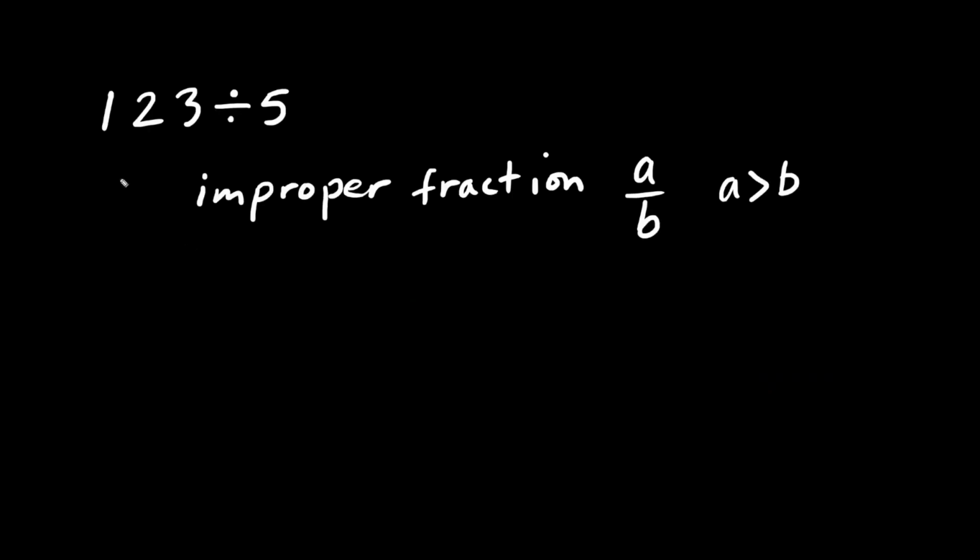Let's now express 123 divided by 5 as an improper fraction, where you have some numerator over denominator, where the numerator is greater than the denominator. Well, the answer is right in front of our eyes. The numerator is whatever is to the left of the division symbol. So it's 123 over the denominator, which is to the right of the division statement. So the answer is 123 over 5. We literally just copy the numbers on top and the bottom.